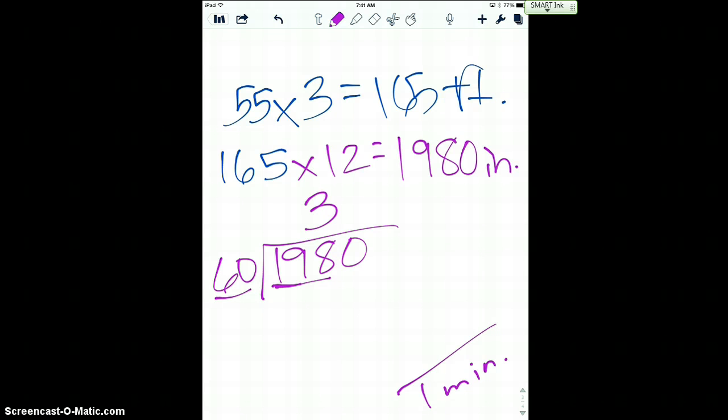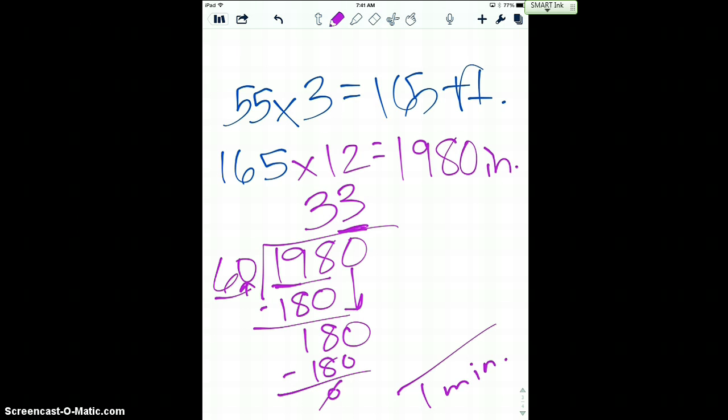So I'm going to put a 3 above the 198. 6 times 3 is 18 with a 0, because we're multiplying by 60. I subtract. I'm left with 18. I still have another digit to get, so I'm going to drop down that 0. And now I notice it goes in perfectly 3 times. So that division wasn't so bad. And I am at 33 inches per minute. Wow. That speckled garden snail can go 33 inches every minute.